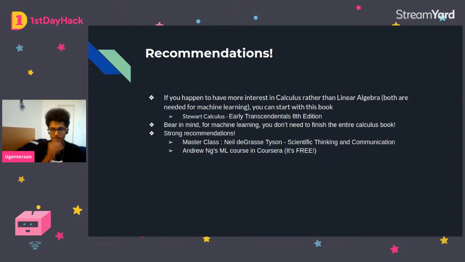But here's the thing: for machine learning, you don't have to finish the entire book. The book is quite thick, to be honest. It's about 2,000 pages, so you don't have to finish the entire book to be good in machine learning. In fact, you only have to be good up until probably chapter 6 or 7, because that's basic. A lot of machine learning models, even advanced ones, only use that kind of calculus. For linear algebra, yes, you have to finish the entire book.